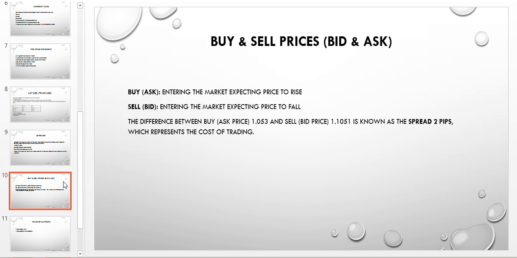Okay, so like I was explaining, we have buy and sell prices, which are called bid and ask. Buy, which is ask, is entering the market expecting the price to rise. And sell, which is bid, is entering the market expecting price to fall. The difference between buy, the ask price, and sell, the bid price, is known as spread.